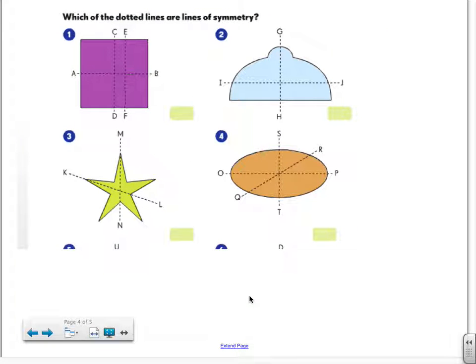This is our last thing. So this is looking at some different shapes, and you're going to have to look and see which lines are symmetrical. So I'm going to start with line AB, because that looks symmetrical. I'm looking at it, and I'm like, oh yeah, that looks like it's in the middle. So line AB, and I write AB and a line over it, and that means line AB.